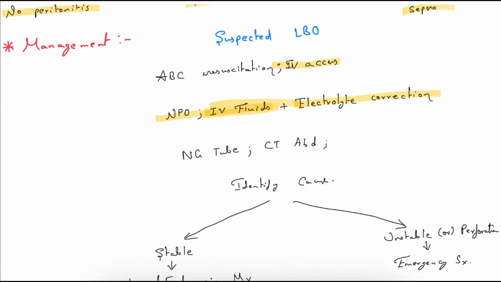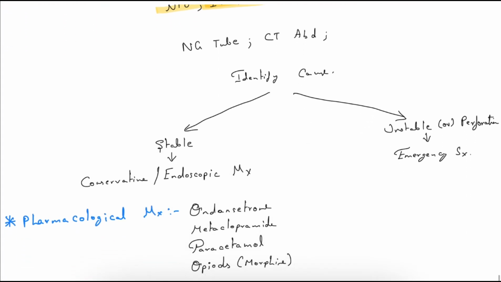In electrolytes, we have to correct sodium slowly. Then we replace potassium only after urine output is adequate. If the patient has hypokalemia, it worsens ileus and gut motility. So in pharmacological management, what do we have to do? After doing all this, we do NG tube and CT abdomen.